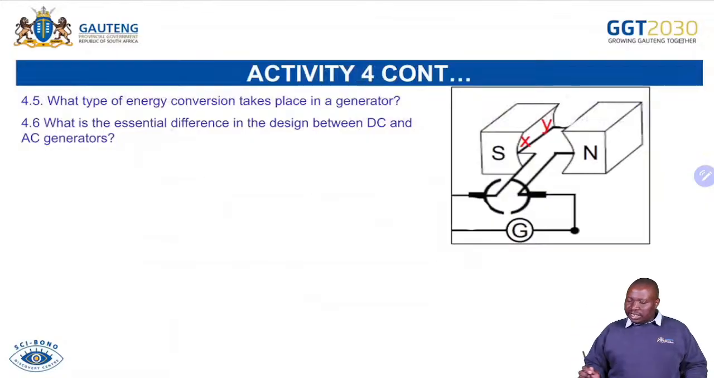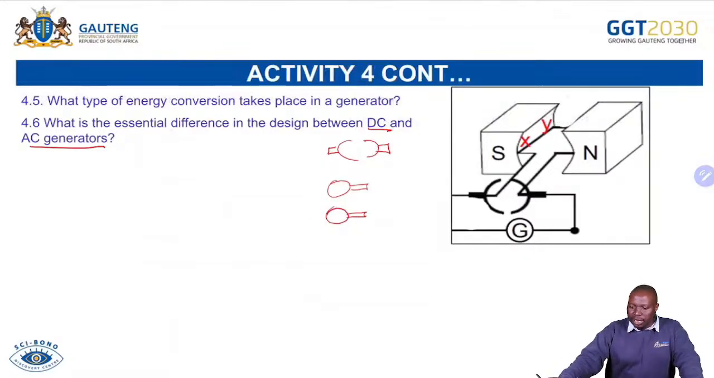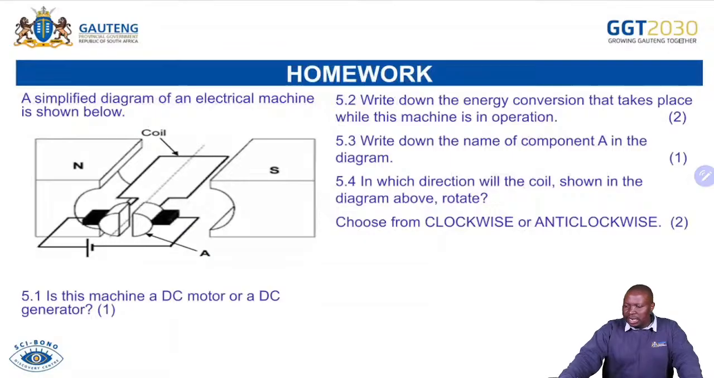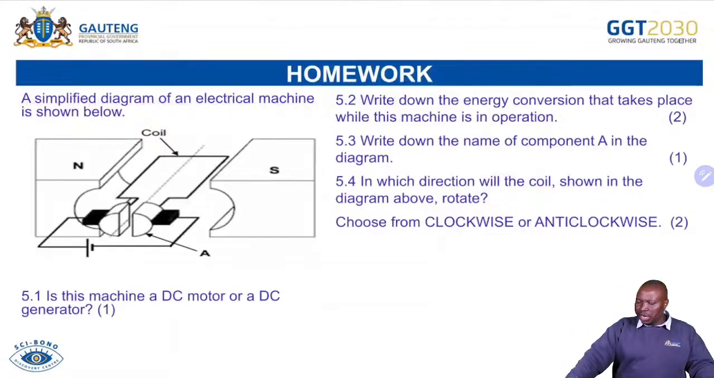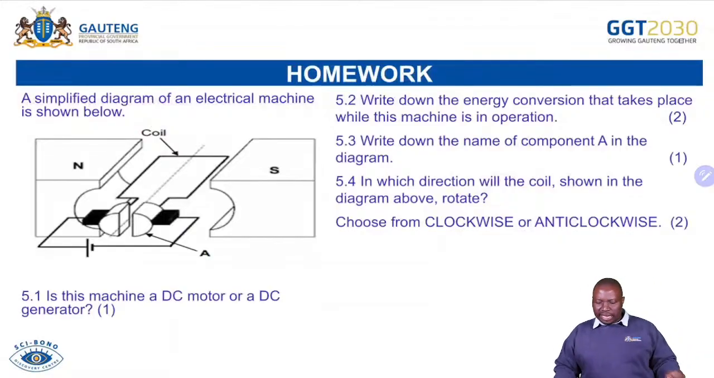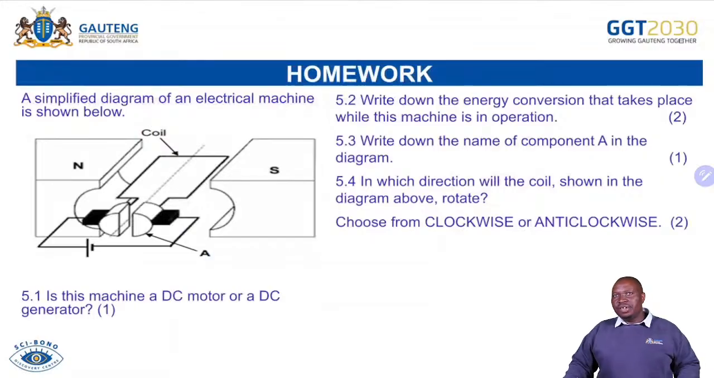What is the essential difference in the design between the DC and the AC generator? We talked to that one. To say DC, they will have split ring, which is just a ring that has been split, and then the AC will have slip rings. So we're able to see the difference between them and be able to move like that. And then you have there your nice homework that you will do and be able to answer that question. You can take a picture and be able to answer those questions and start to appreciate the topic itself, and then you do even more questions.